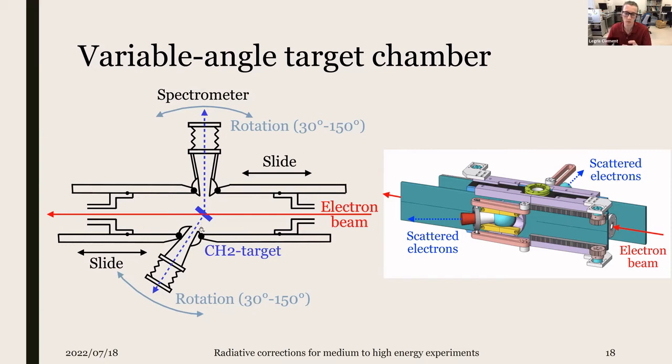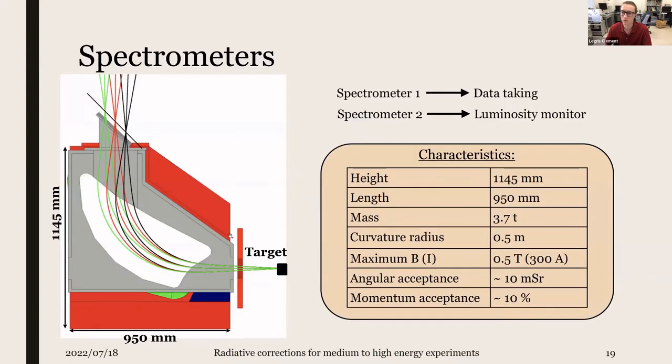So we can do this operation, changing the scattering angle without breaking the vacuum inside the beamline and the spectrometers. This allows us to carry out the Rosenbluth separation during the ULQ2 experiment. So let me talk about the spectrometers.